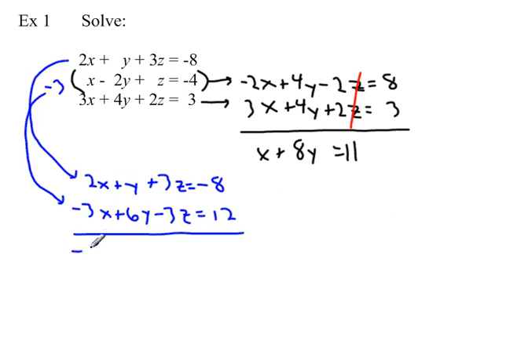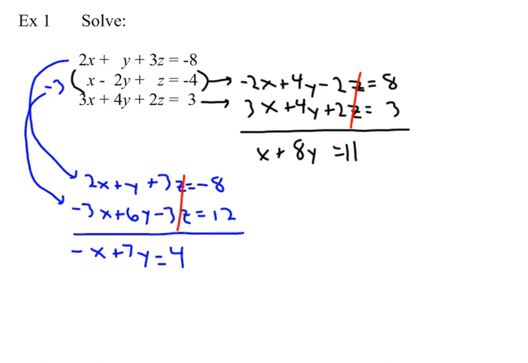Okay, what do we get if we add these together? We get -1x plus 7y. The z's are eliminated. Perfect, that's what we want to happen. Equals 4. Okay, so your first step in solving these is to combine 2 equations to get any variable to be eliminated, then combine 2 different equations to get the same variable eliminated.